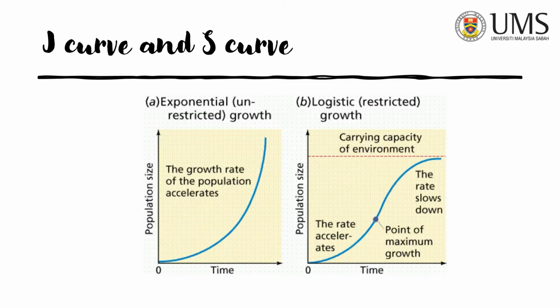This is the picture of the J curve and S curve. We can see that in the J curve, population size goes exponential, like the sky is the limit. However, in the S curve, we have one point where it goes exponential, but later on, by time, it will be limited, or it will be stagnant.